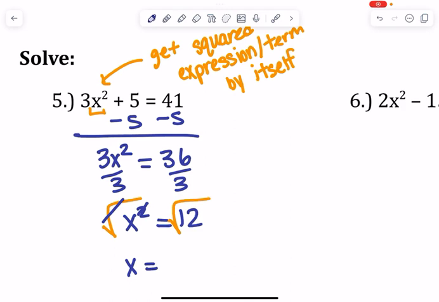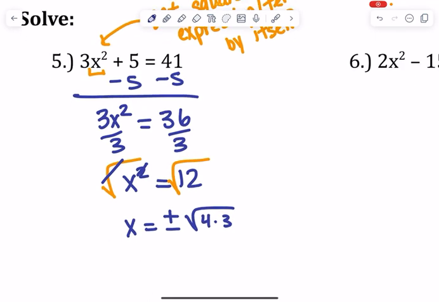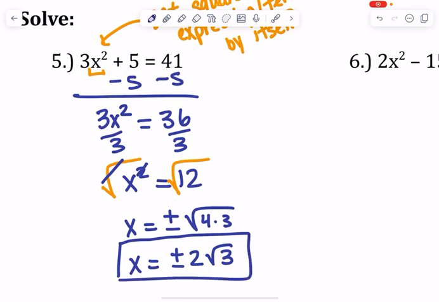We're going to simplify the square root of 12. So it's going to be positive and negative. Okay, what's the square root of 12? Finding those perfect squares, 4 times 3. So x will equal positive and negative 2 root 3. So getting whatever is squared by itself, isolated, the only thing on the one side, you undo it by taking the square root.